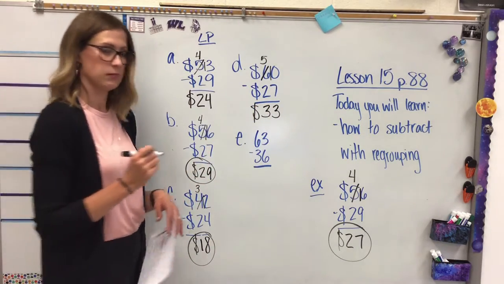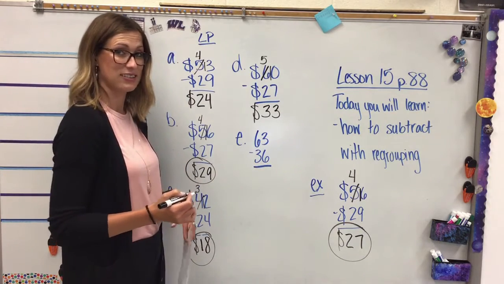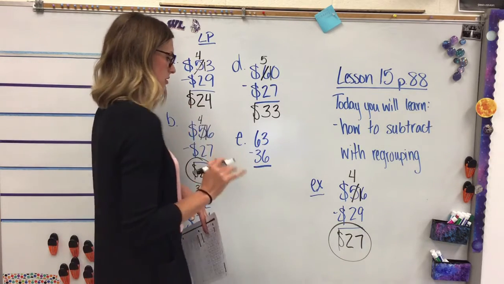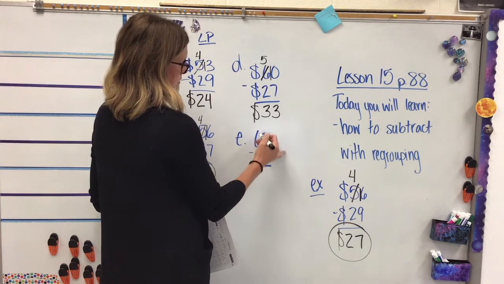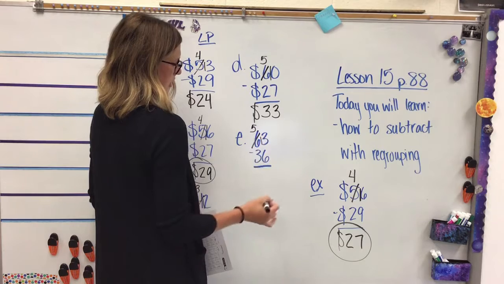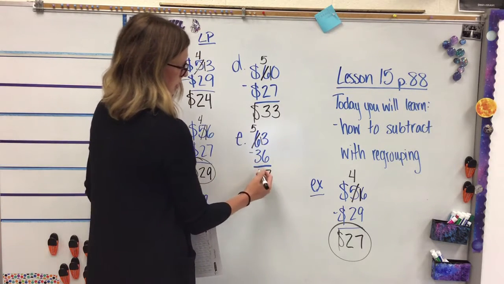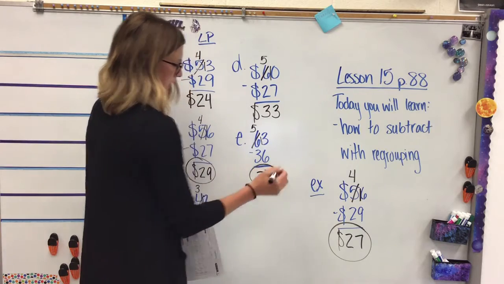Last one, E. 3 minus 6. Can't do that, right? Because 3 is smaller than 6. 3 minus 6, can't do that. Cross out the 6, make it a 5. Change the 3 into 13. 13 minus 6 is 7. 5 minus 3 is 2. So I get 27.